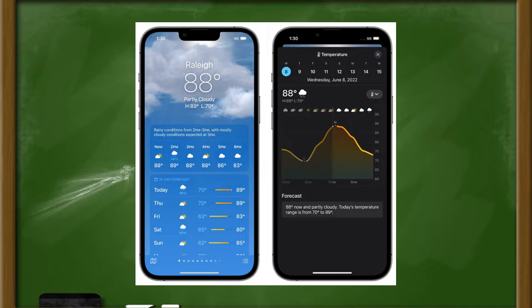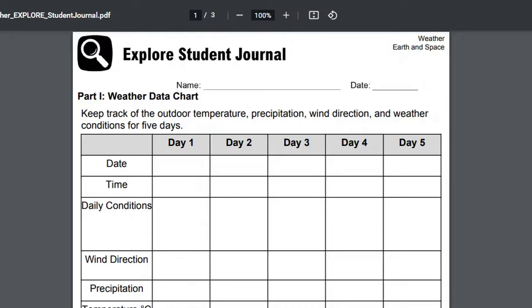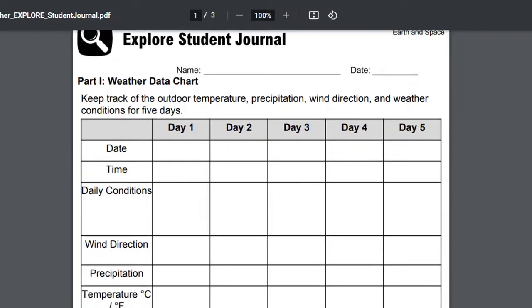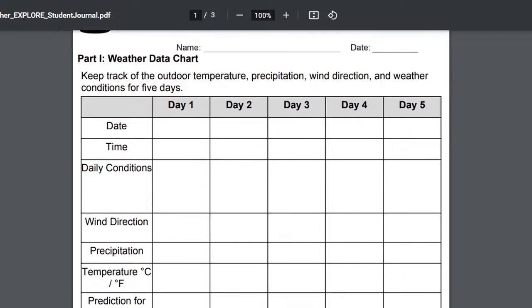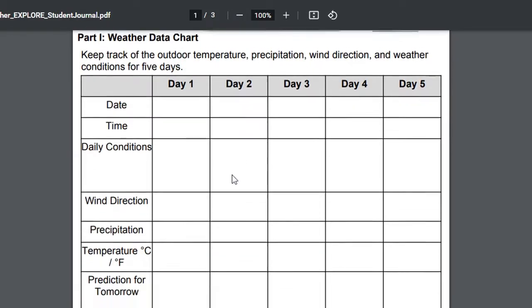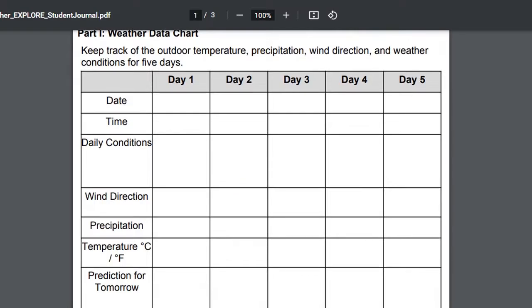But before we get into it, let's talk about what a meteorologist is and what work they're doing to get us this information fast on our phones and on our TV screens when we watch the news. I started to collect information in your Explore journal to record the temperature, precipitation, wind direction, and weather conditions that you are seeing outside currently. You are going to collect information again for day 2, but that's not the only thing you are going to be doing today.